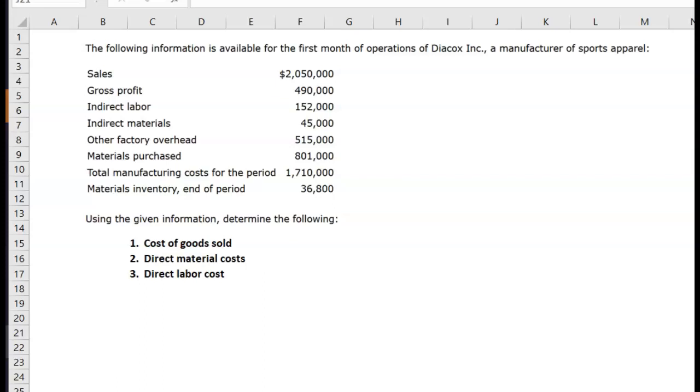The following information is available for the first month of operations for Diet Cox Inc., a manufacturer of sports apparel. Okay, and you see we have all of this information provided. And then we're going to use this information to determine cost of goods sold, direct material cost, and direct labor costs. Okay, so we've got information about sales and gross profit and overhead items and materials purchased. Now, let's see how we work through this.